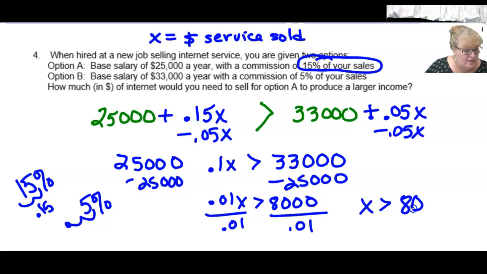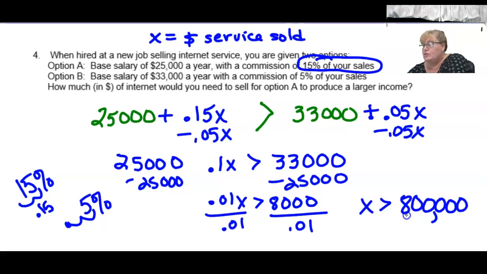Okay. 8,000 divided by 0.01 is 800,000. See, I almost messed that up. All right. So you would need to sell more than $800,000 worth of internet.